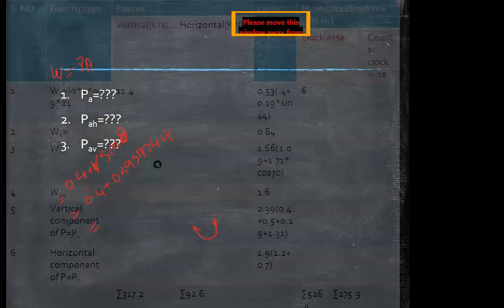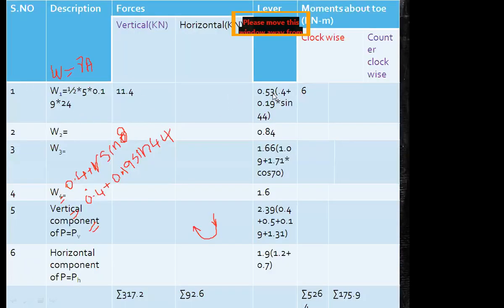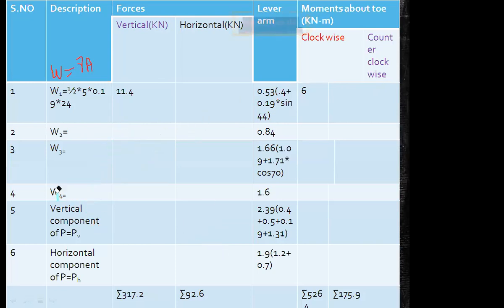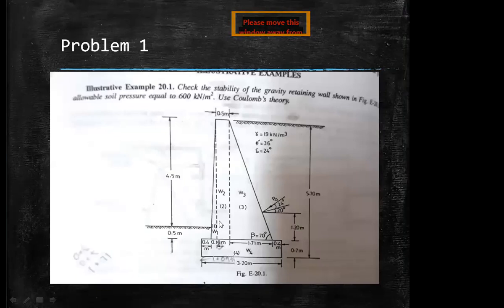So is that clear for you? The first row, the moment calculation of the first part, is that clear for everyone? Yes, ma'am. Right, so let us do the calculation for W2 now. What is the formula that you will use now for W2? See the diagram carefully. W2.